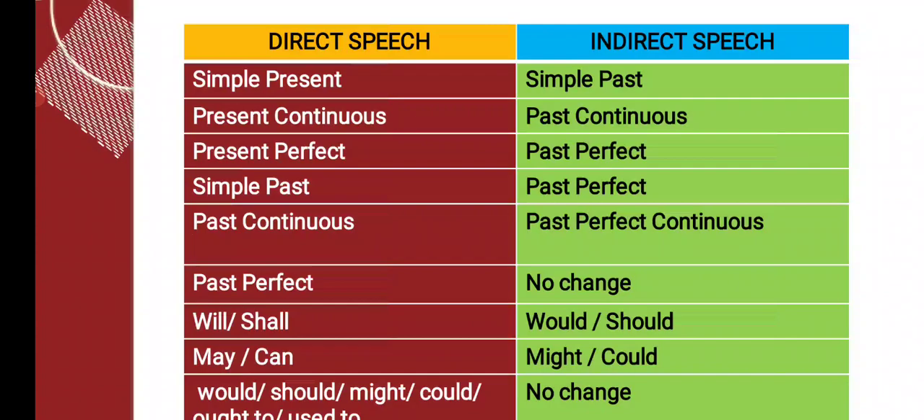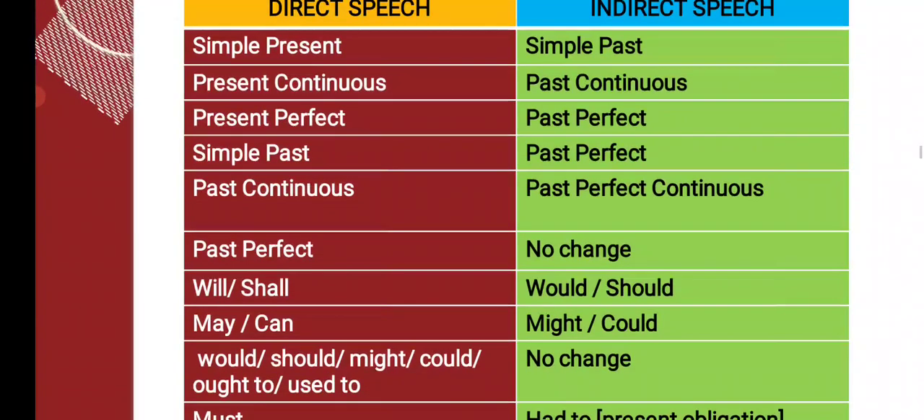If the direct speech is in simple present tense, it becomes simple past. If the direct speech is present continuous, it will become past continuous. If it is present perfect, it becomes past perfect. If it is simple past, it will become past perfect. If it is past continuous, it will become past perfect continuous. If it is past perfect, then there will be no change. If it is already had, then there will be no change.